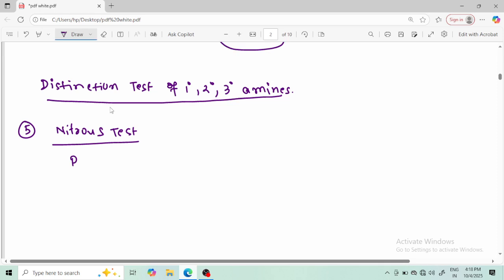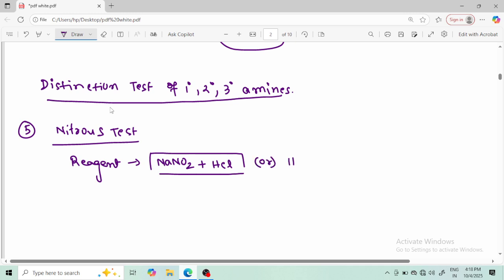So what is the reagent here? The reagent can be either NaNO2 plus HCl. This one, when it undergoes reaction, gives you HNO2. So either HNO2 will be given, or the mixture of NaNO2 and HCl will be given. Any one of the reagents they can give. Now what will happen?